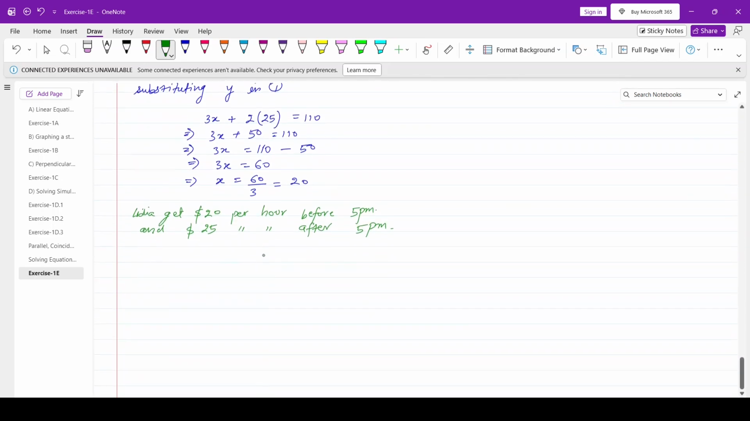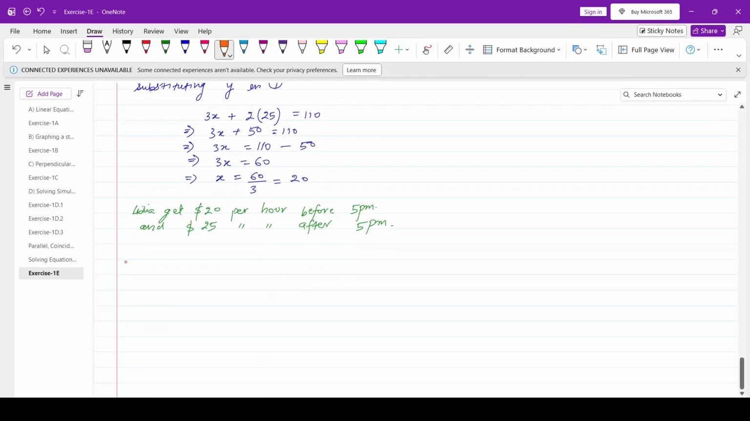Noon to 6 p.m. Now on Wednesday, noon, that will be 12 p.m. to 6 p.m. That will be 12 p.m. to 5 p.m. and 5 p.m. to 6 p.m. That will be 5 hours at normal rate and 1 hour at special rate.